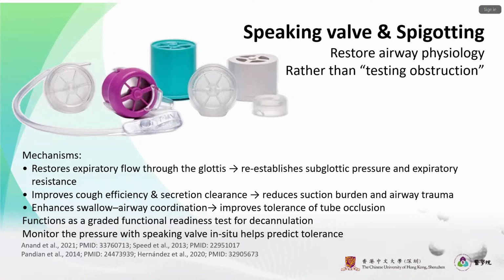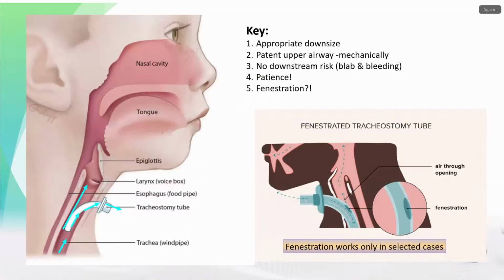And we can also monitor the pressure when the patient has the speaking valve in, to predict what the resistance is, either at the lung or at the upper airway, when they want to decannulate. So how it works is that we have to appropriately downsize the tube. Usually half a size or one size is adequate. And then allow approximately half of the airflow to go through the original upper airway.